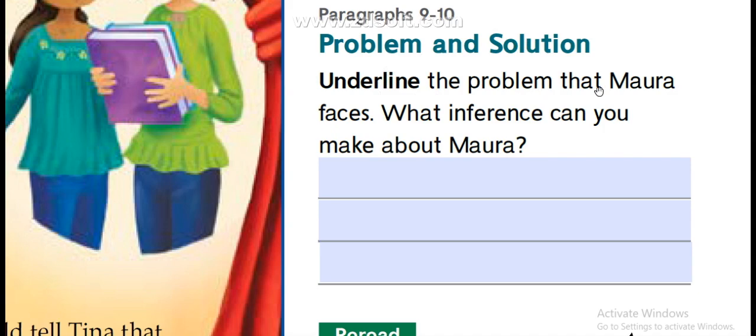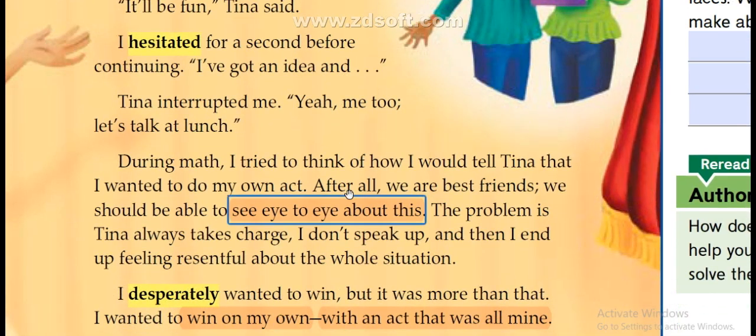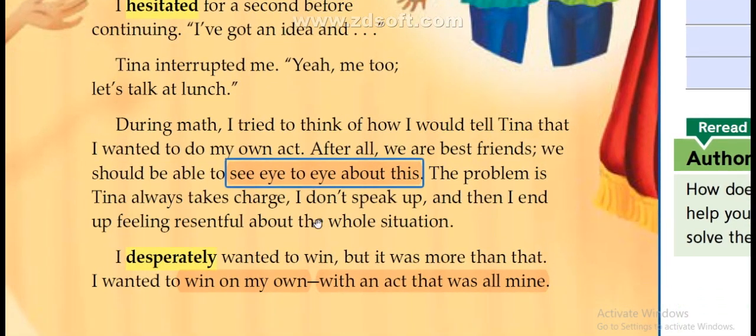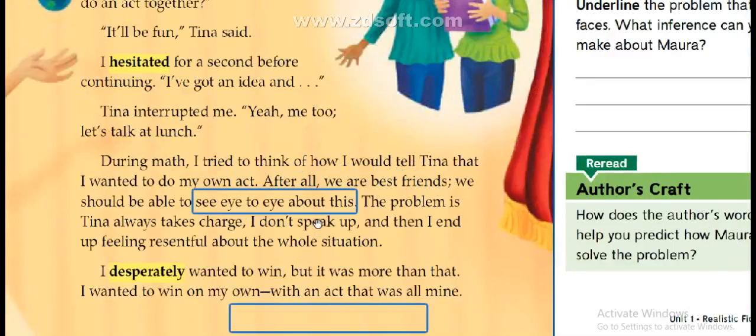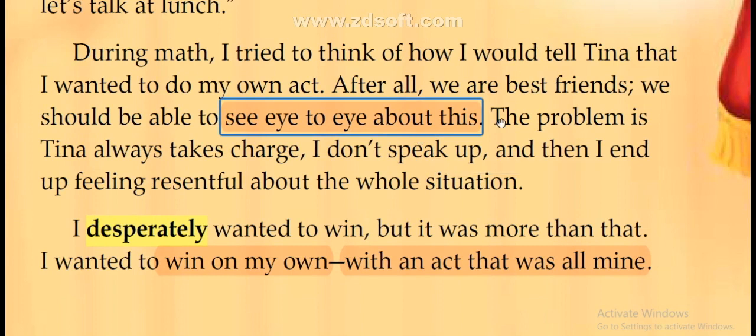Underline the problem that Mora faces. We should underline the problem that Mora is facing. What was the problem that Mora is facing? You can find the problem here at the end. Of course, you know her problem. Her problem is that her friend doesn't let her speak up, right? Can you find the answer?